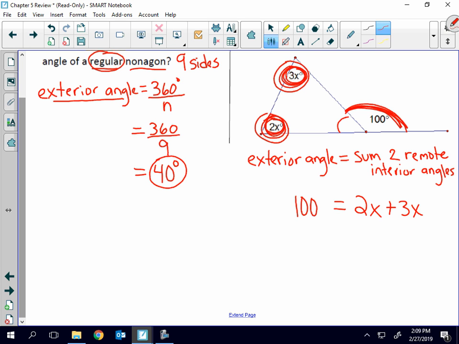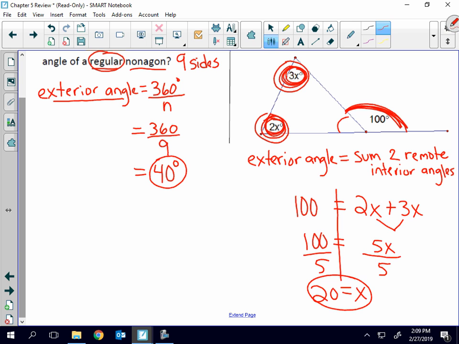So to solve for x, I have an equation. I can combine my like terms here. This is 5x equals 100, and of course divide by 5 to get x by itself. That's it.